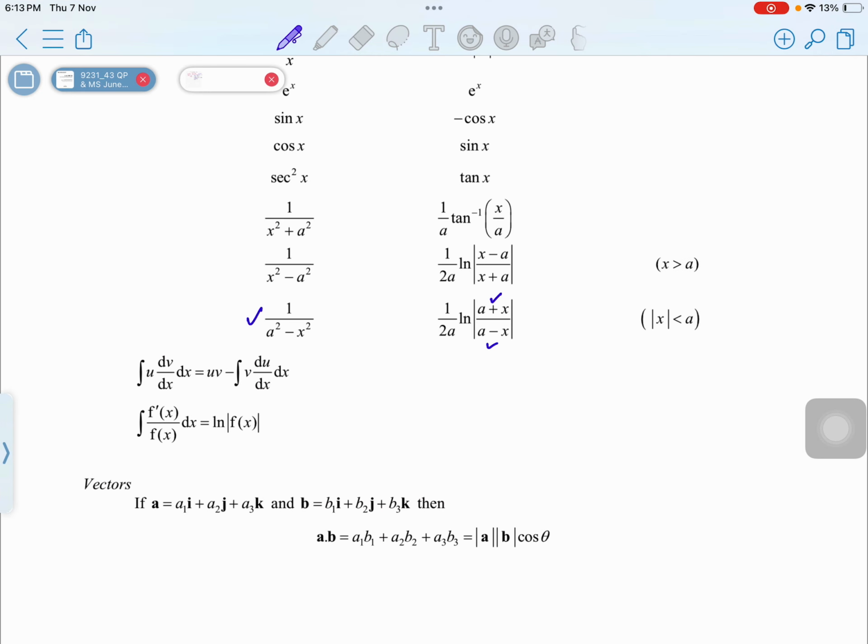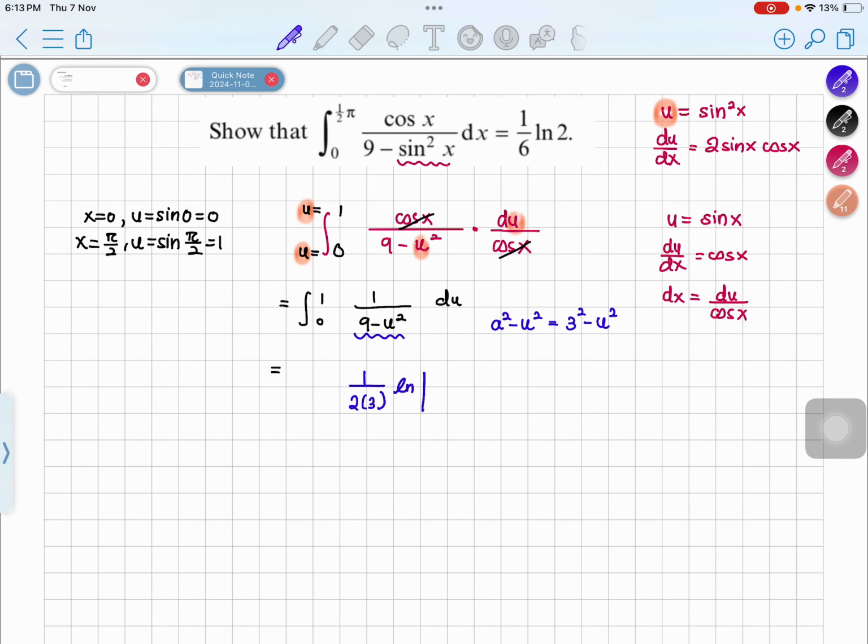If you've forgotten, let's check again. It's a plus x over a minus x. So what's my a? 3 plus, they said x because their variable is x, ours is u, over 3 minus u. Then you put in your limits 1 and 0 and you can solve it.